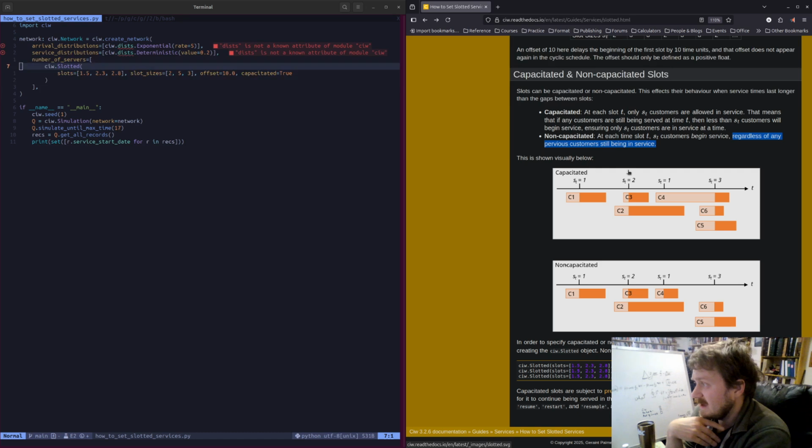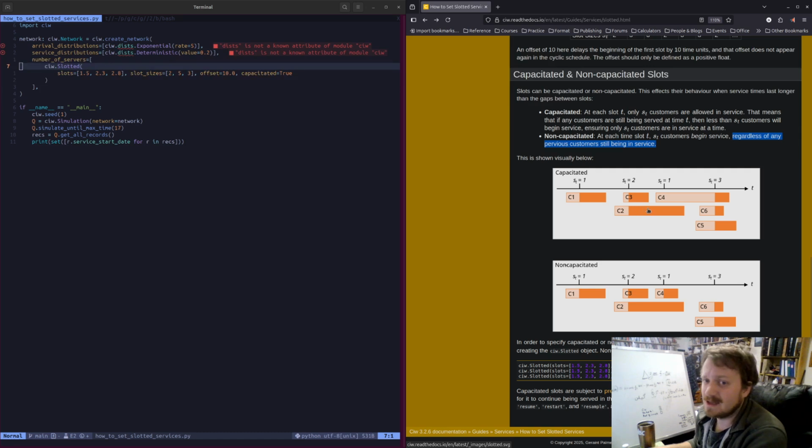Okay, so in the capacitated case versus the non-capacitated case, I want you to pay attention to C4. The other ones are more or less consistent with each other, but what happens with C4 makes the difference. C4 arrives at some time between the times where the capacities are 2 versus 1. So when it comes to reaching time t in the capacitated case, S sub t is equal to 1, which means there should only be 1 in service. But C2 is not done its service yet, so C4 can't begin its service.